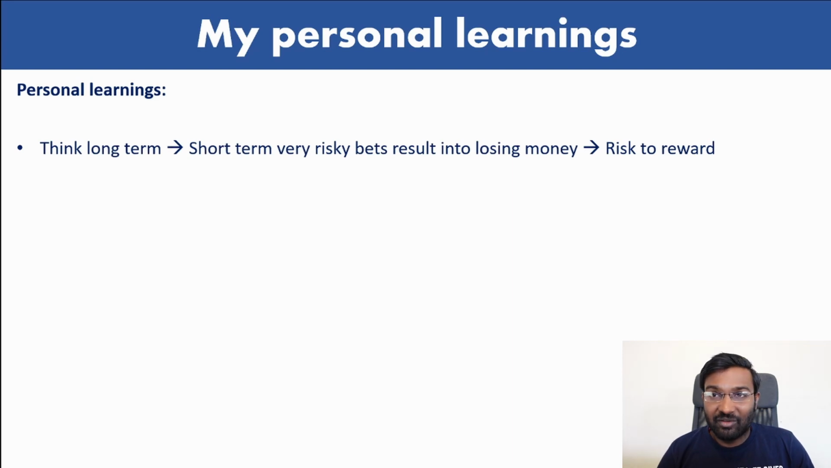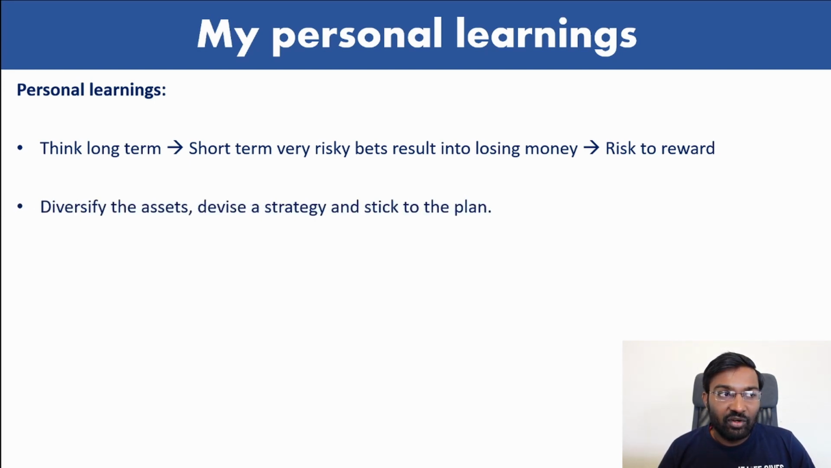The first one is think long term. Short term is very risky. Very risky short-term bets result in losing money, so always think of risk versus reward. Think long term, 5 to 10 years, what the stock can do, and don't think short term. Stocks may fall 20%, 30% in the next 2-3 years, but think long term, because in the short term it's very, very difficult to time the market and get returns. Think long term, and then you're going to do pretty good.